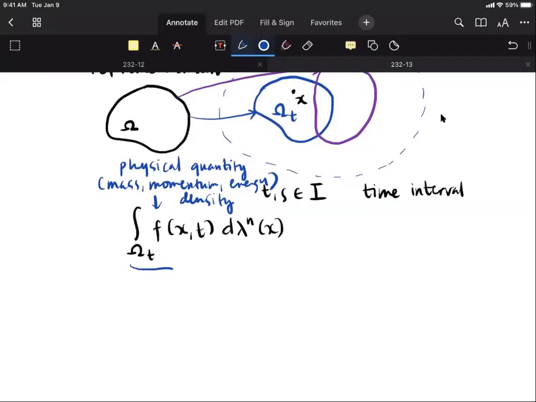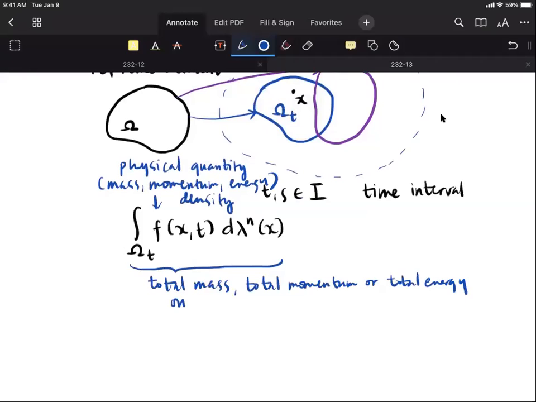So, therefore, the integral would be the total mass or total momentum or total energy, or net energy, on or in the domain omega t. So the transported domain. And we are interested in looking at the rate of change.